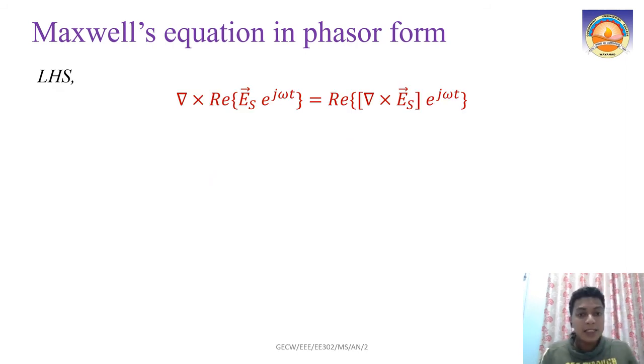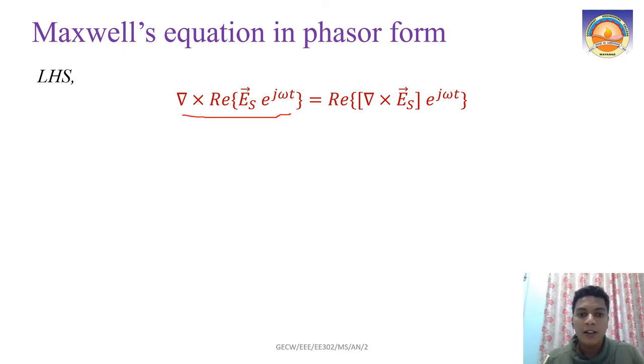So what is the left hand side? The left hand side is del cross E, which is equal to del cross the real part of Es e raised to j omega t. Es means the phasor representation of electric field, the electric field intensity phasor.